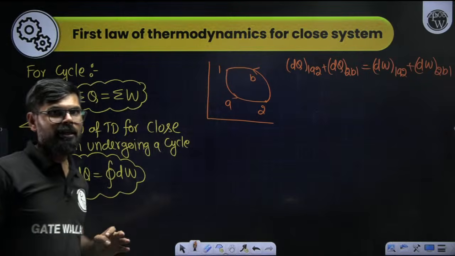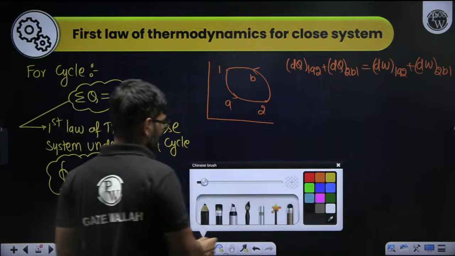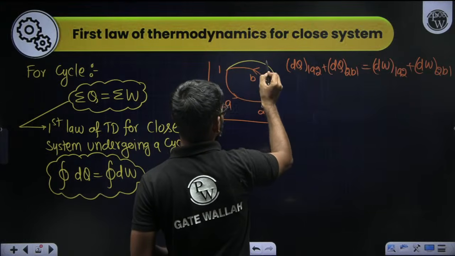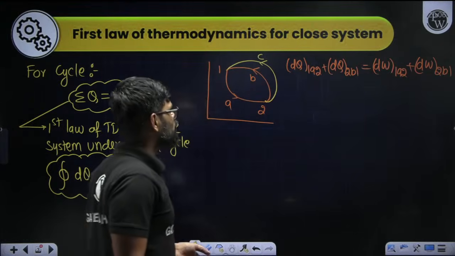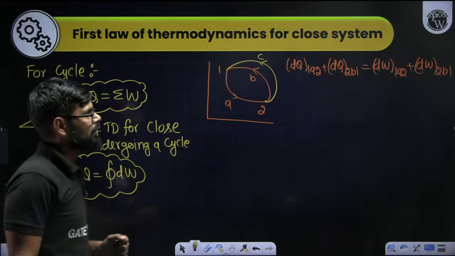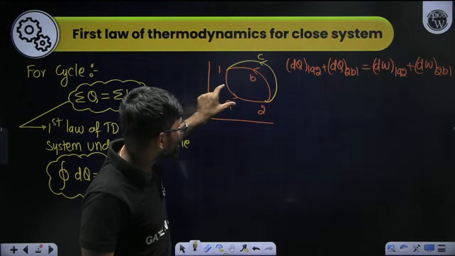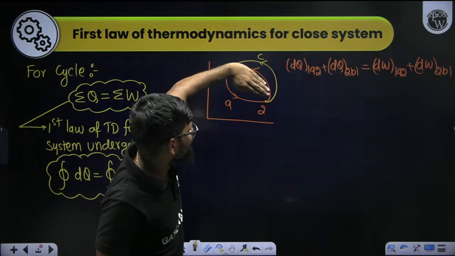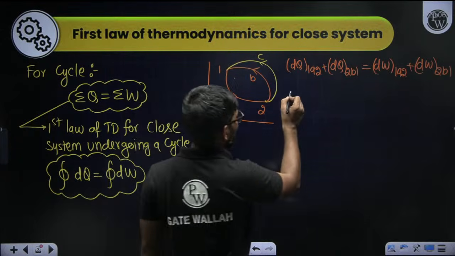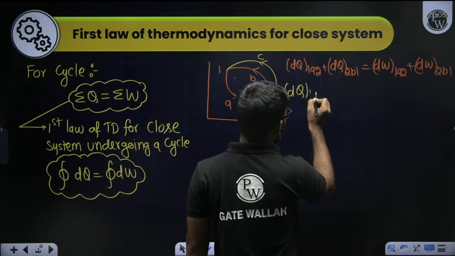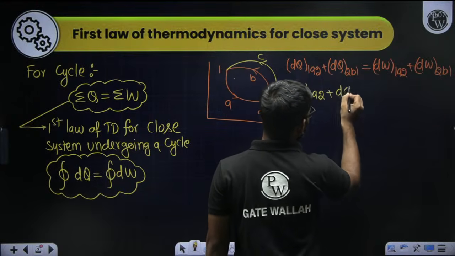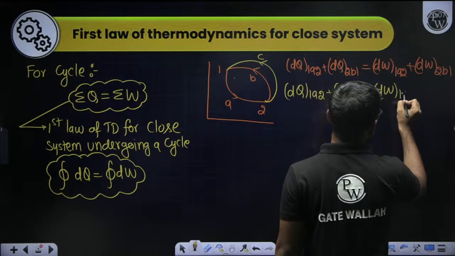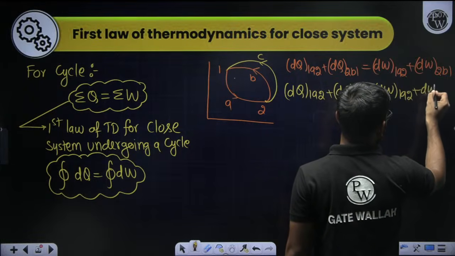Clear? Now I am going to consider one more cycle, 1A2C1. For this particular cycle, the heat transfer in process 1A2 plus process 2C1 is equal to the work transfer. So I can write dq 1A2 plus dq 2C1 is equal to dw 1A2 plus dw 2C1.